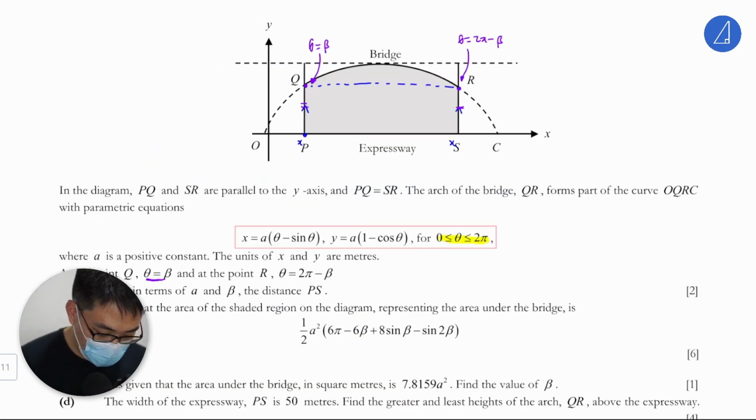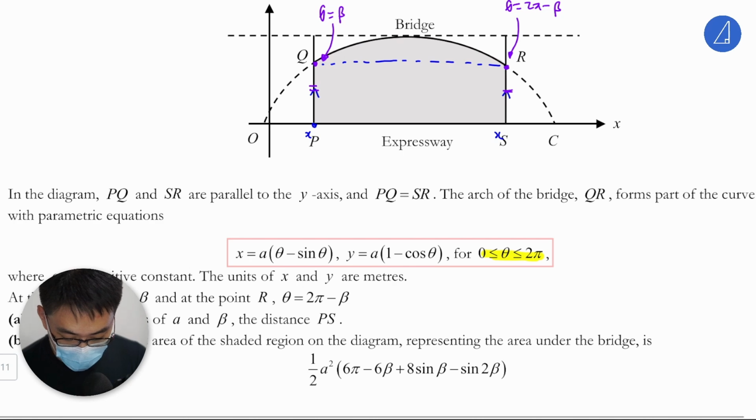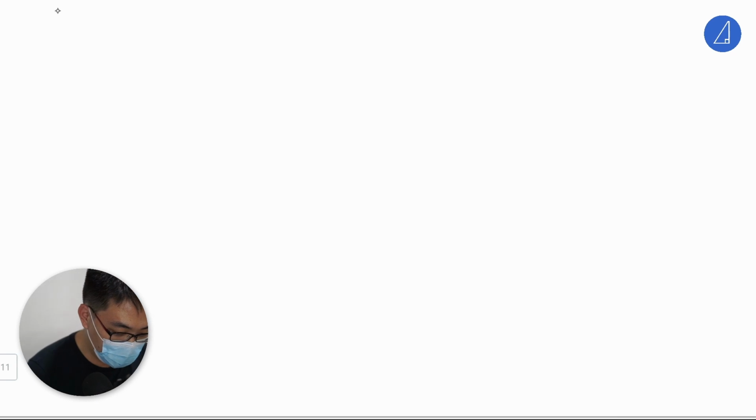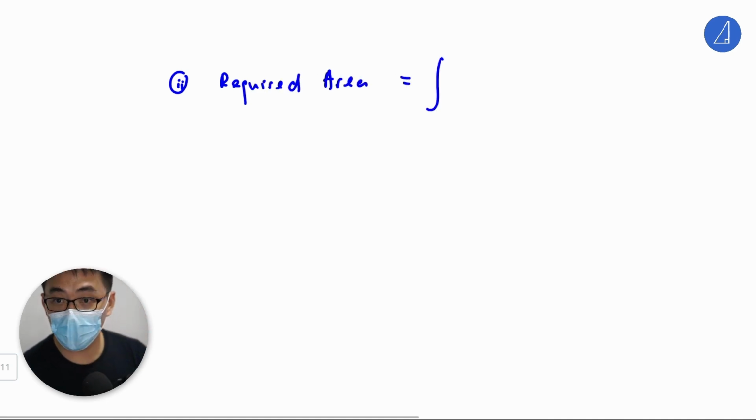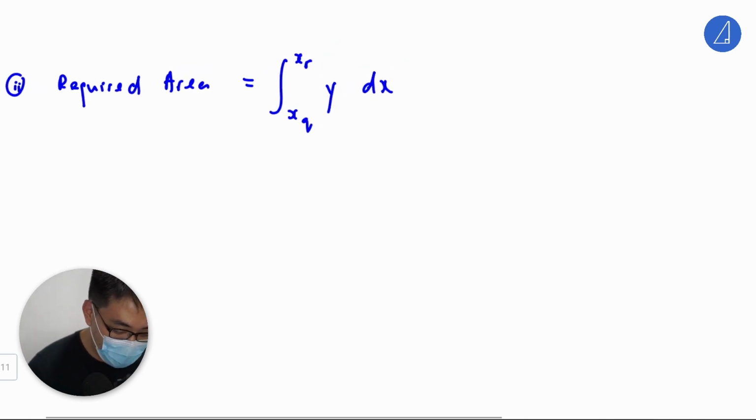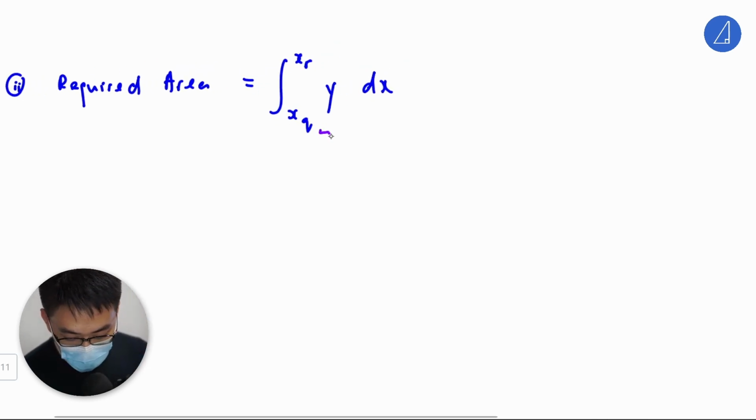If you're confused, the area that you require is this shaded region, right? Now what you need to know is there's no such thing as a parametric equation integral. What you do in secondary school, you will do for this required area. It's just that this is the integral from xq to xr of y dx. Your whole goal in parametric is to change this to a function in terms of theta, with d theta.